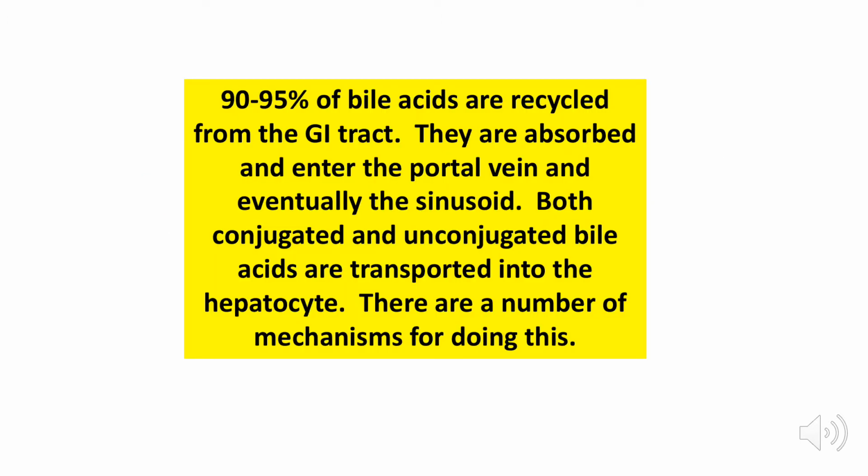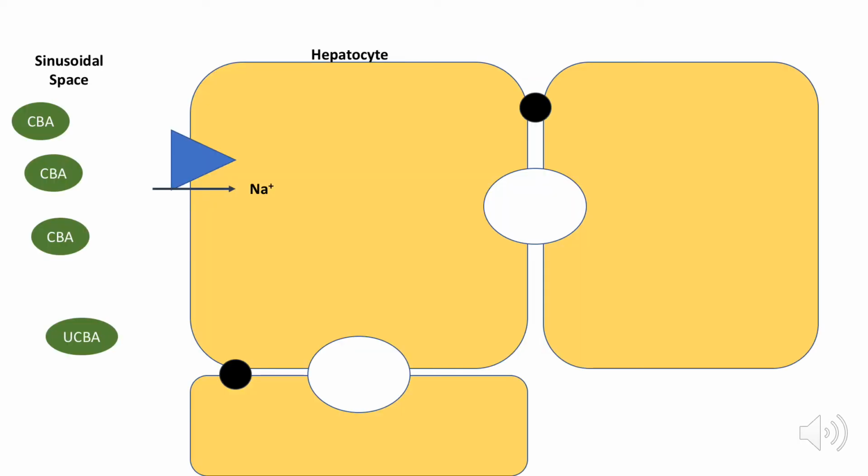So 90 to 95% of bile acids are recycled from the GI tract. They absorb, enter the portal vein, and eventually enter the sinusoid. Both conjugated and unconjugated bile acids are transported into the hepatocyte. And there are a number of different mechanisms for doing this, and this is what we'll look at in the next slide. As you can see here, I'll quickly orientate you.